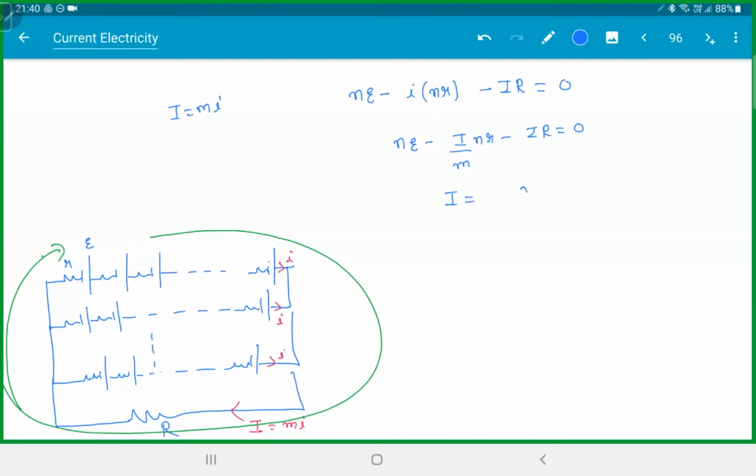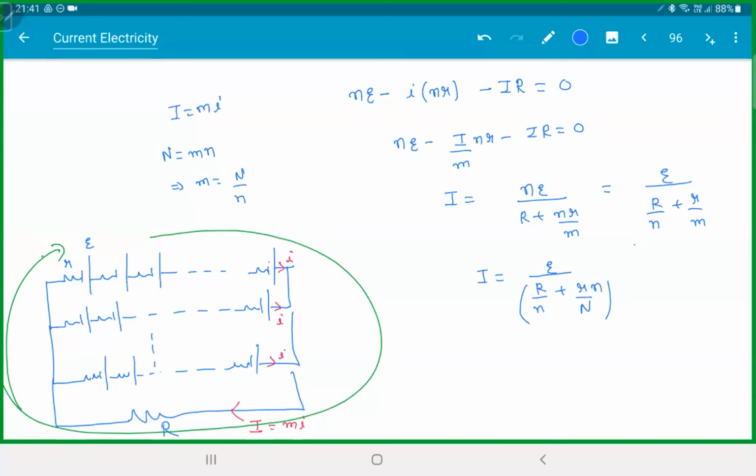So we get I is equal to nE by R plus nr by m. Divided by n, R by n plus r by small m. And I also know capital N is equal to small n into m. So we can get m is equal to N by n, substitute that here, plus small r n by N. So this is the current as a function of number of batteries in series. Since you want maximum value, we need to minimize this denominator for maximum I.